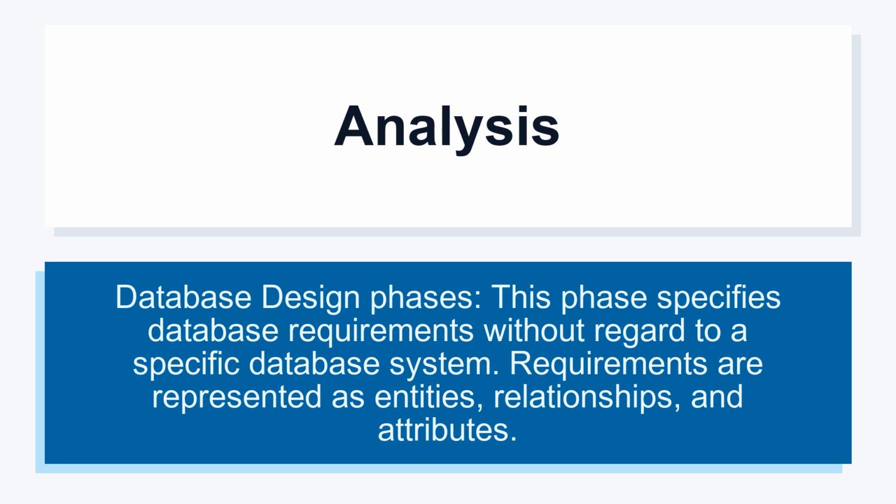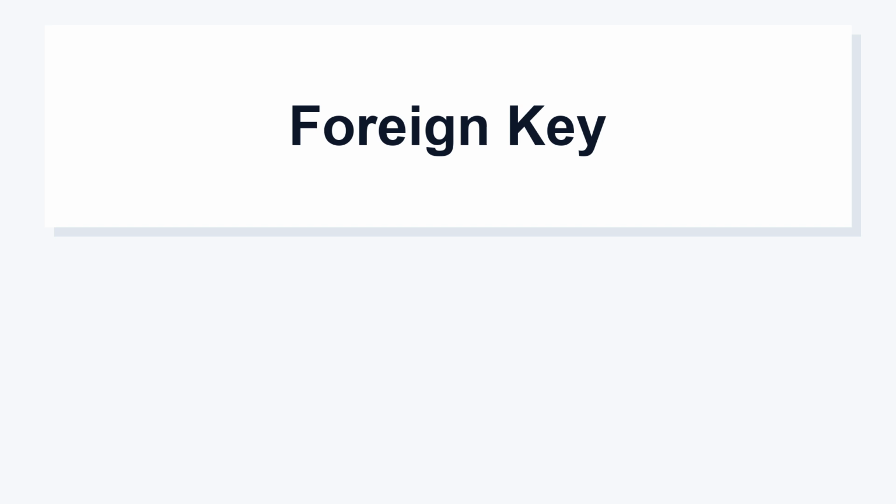Analysis. Database design phases. This phase specifies database requirements without regard to a specific database system. Requirements are represented as entities, relationships, and attributes.